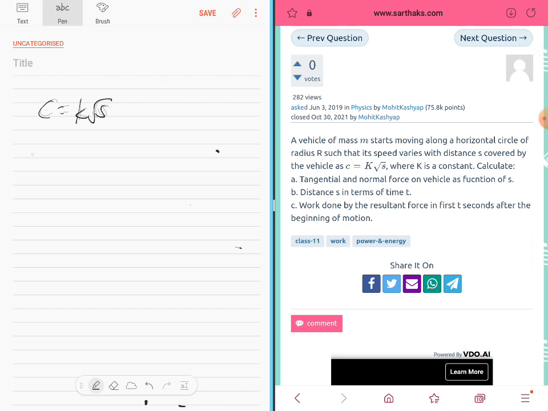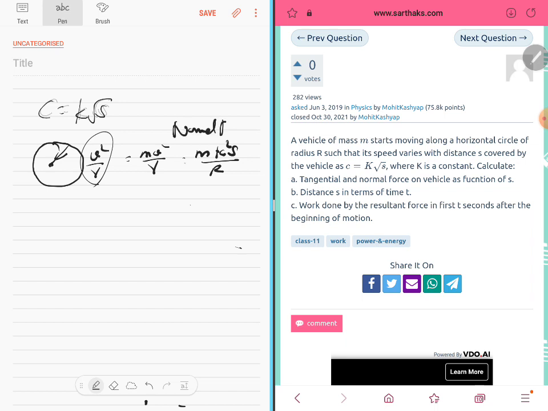Tangential and normal force. Normal force is nothing but due to the acceleration which is acting towards the center, which is v square by r. And so the force is m v square by r. So m into v square is k square s by r, r being the radius, so m k square s by r. So that will be the normal force acting on it. And what about the tangential force?